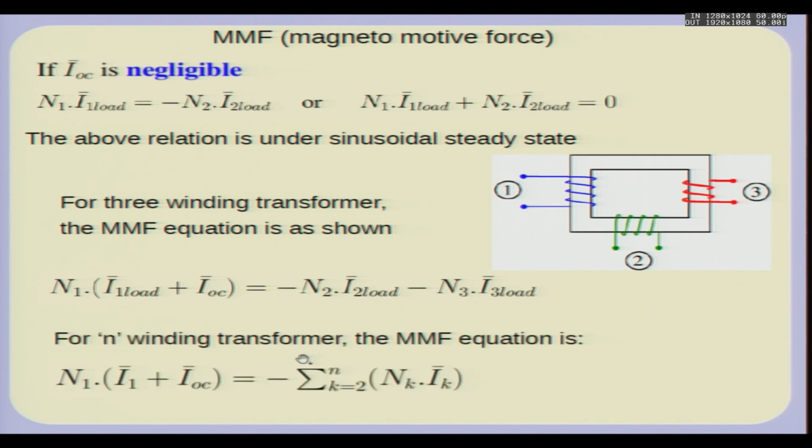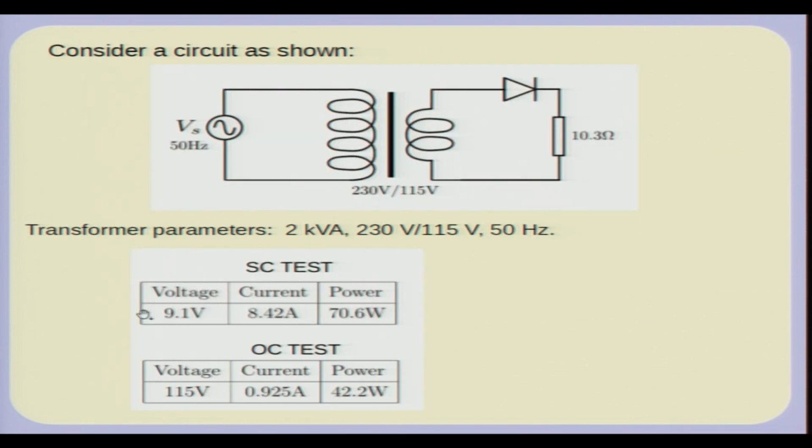In general, for an n winding transformer, this will hold true. If IOC is negligible, then the equation is very easy to remember. IOC of course is the current which flows to the first winding in case all the other windings are open circuited. Okay. This motivates you to the fact that there are situations where you should apply whatever equations we have with caution.